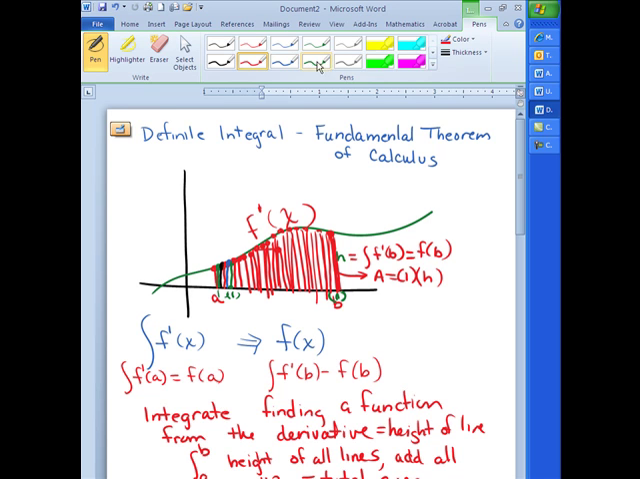So if this green line were to represent money flow of my company, then this area right here would represent the total money flow from a certain point A to a certain point B. So we use the concept of total a lot when we get to our applications.